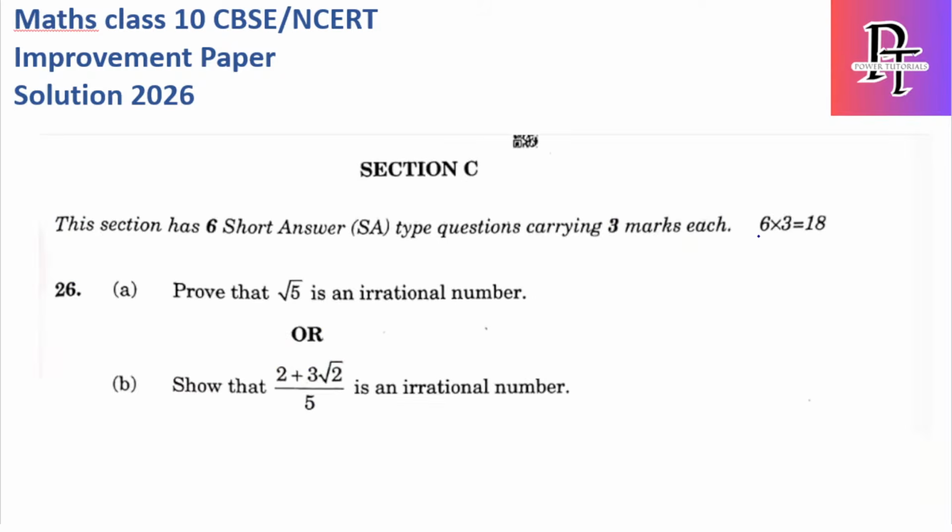So for section C, we have a total of 6 questions and each carries 3 marks. There can be options as well in between. We'll solve them one by one, and after section C, we'll take a break again of 5 minutes. Okay, let's start with the first one.